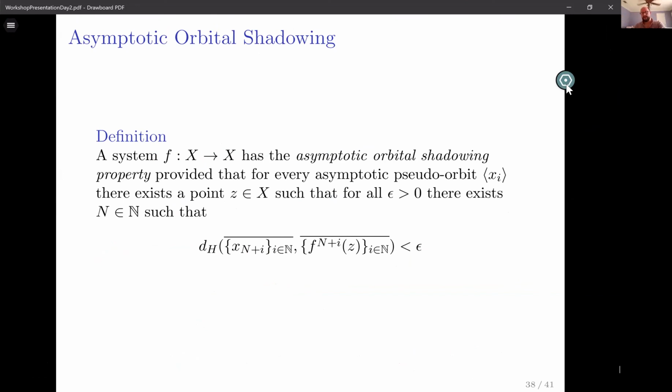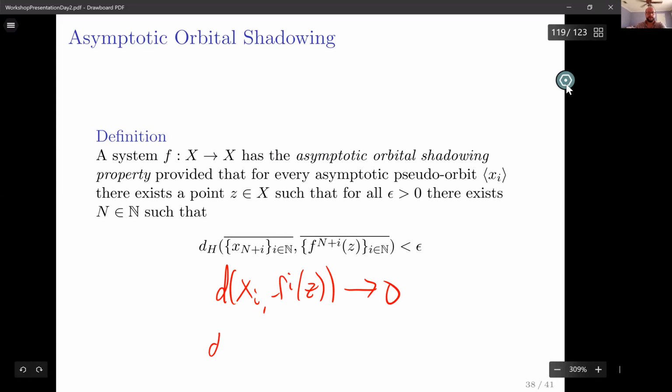So let's define the asymptotic orbital shadowing property. This is the property that for every asymptotic pseudo-orbit, there's a point z such that for any epsilon greater than 0, there's an n such that the sets are within epsilon of each other, right? So rather than taking the distance of xi and fi of z going to 0, we're looking at this distance of the sets going to 0. Okay.